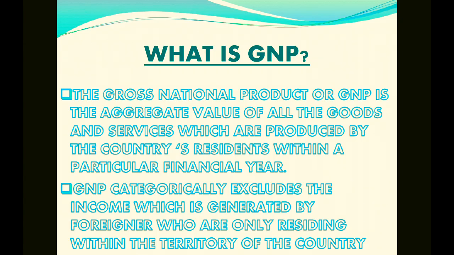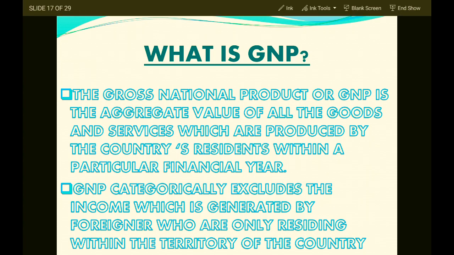Now let us focus on GNP. What is GNP? Very important. This is a part of national income. Okay, the gross national product or GNP is the aggregate of all final goods and services which are produced by a country's residents within a particular financial year. A very important point here is resident. The production of goods and services taking place by a resident within a particular financial year. See, GDP and GNP both contribute towards production of goods and services during a financial year.